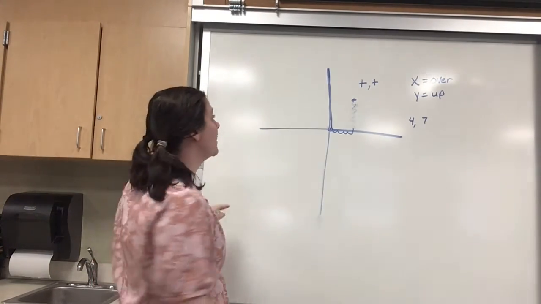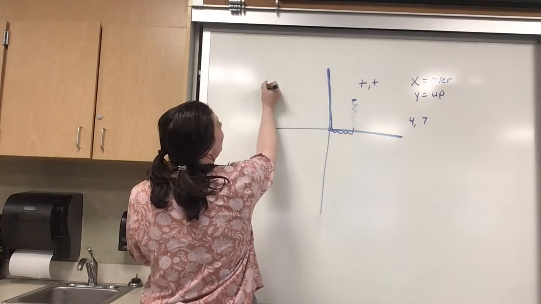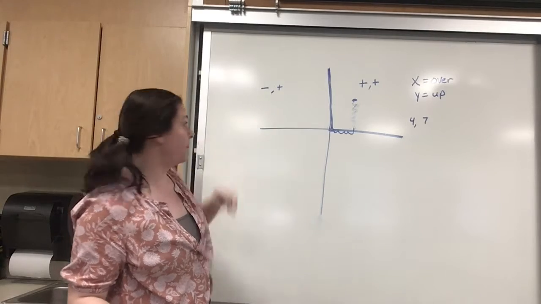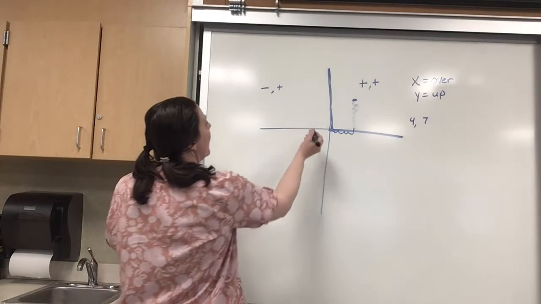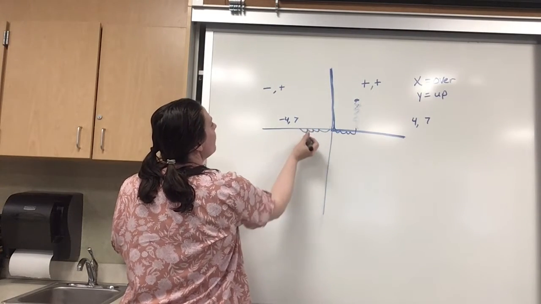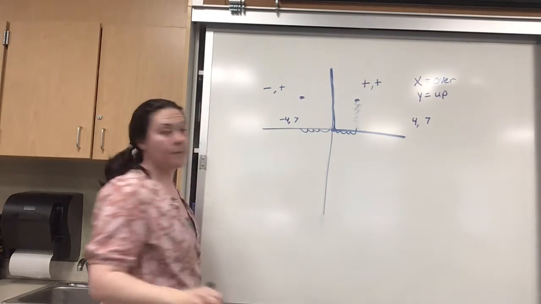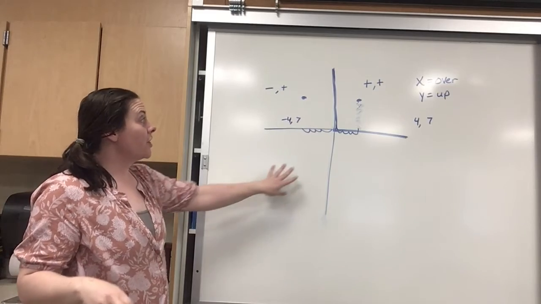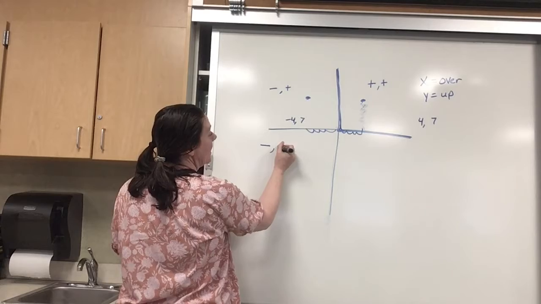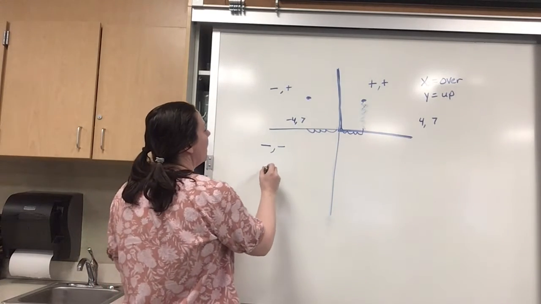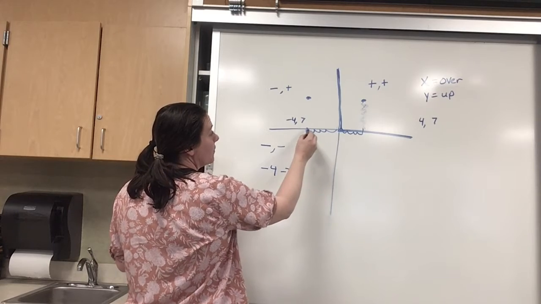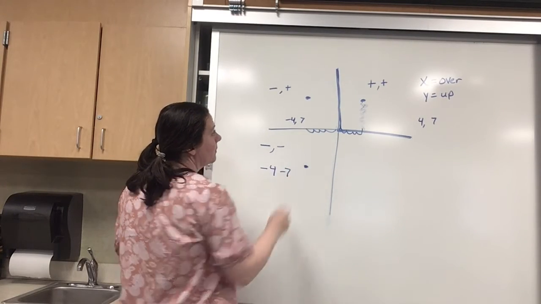The 2nd quadrant here, you're going backwards, you're going negative, but you're still going up. So this one's negative, positive. This would be something like negative 4, 7. So I'm going backwards 4 and then up 7. Here's the 3rd quadrant here. You're going backwards and down. So you're going negative, backwards, and negative, down. This would be something like negative 4, negative 7. So I'd go backwards 4 and then down 7.